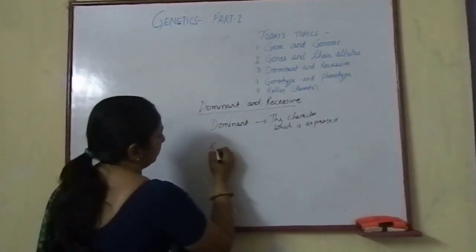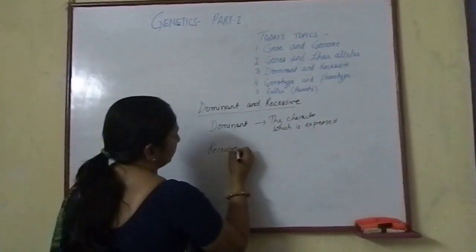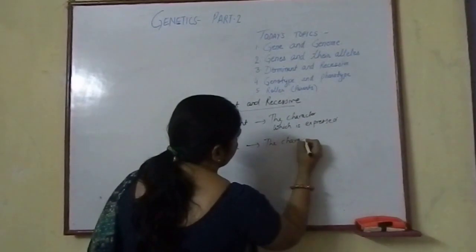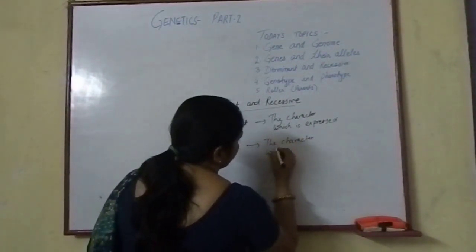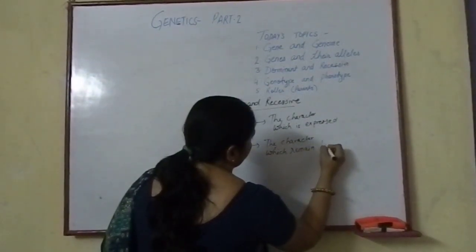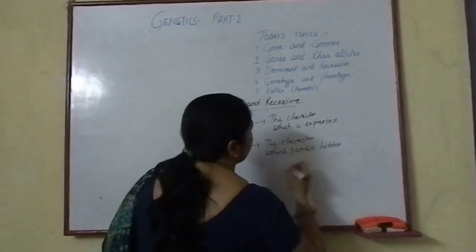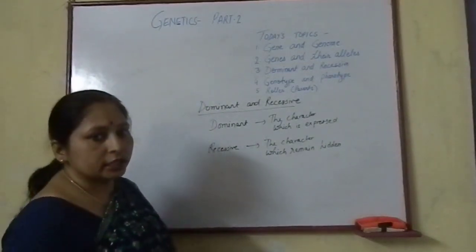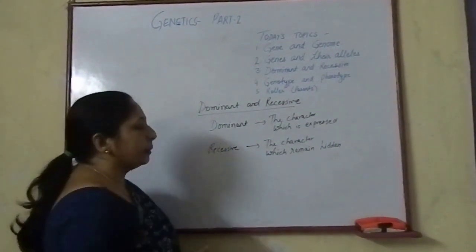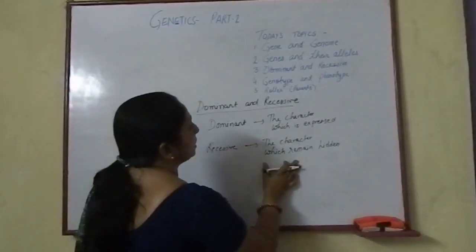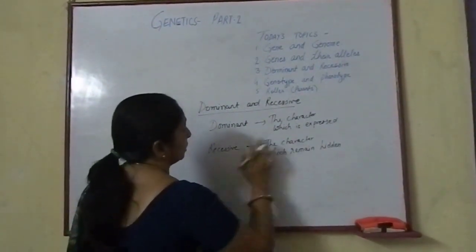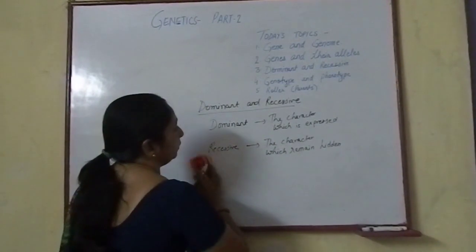Now the recessive: the character which remains hidden in one generation or the other, the character which remains hidden or suppressed. The character which is expressed is the dominant character, while the recessive character is the character which remains hidden. You can understand this when we make a Punnett square of the roller and non-roller tongue. Then genotype and phenotype.